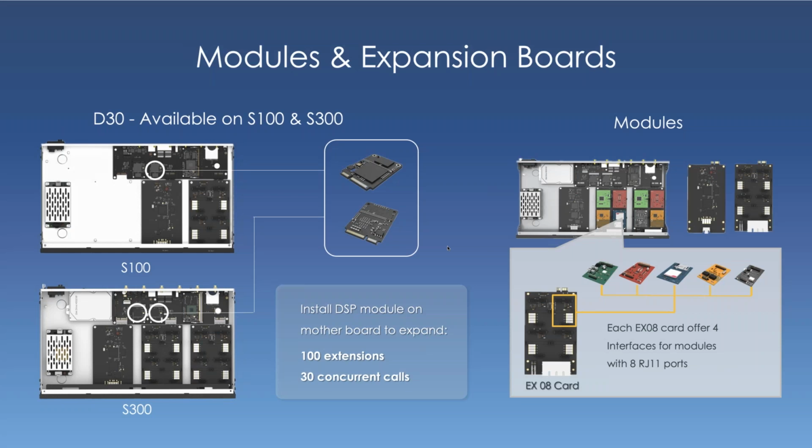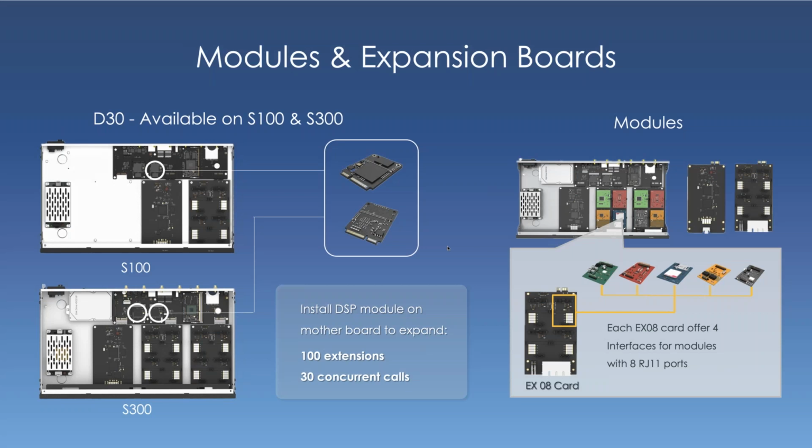Also very stable, very flexible. So I mean, think about it. Traditionally, when you try to expand the system capacity, you probably need to take another unit of the PBX to expand the capacity, right? Well, with our S-Series PBX, for example, our S100 and S300, when you try to expand the capacity, you don't have to take another unit. You can simply open this box, take our D30 module, fix this module in your system, plug and play, then you will be able to have 100 extensions and 30 concurrent calls extra. So this is very easy, very simple, very convenient.